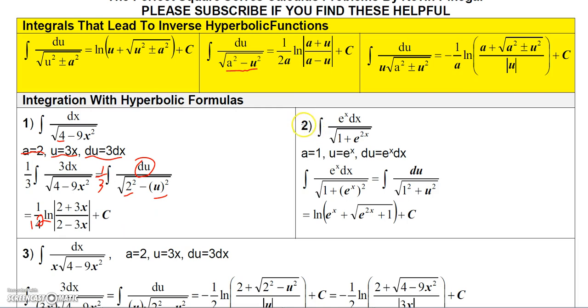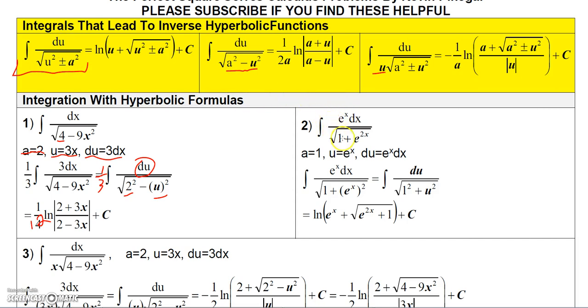Okay, now on this next one, I've got the integral of e to the x dx over the square root of 1 plus e to the 2x. Since this is a plus, I'm going to have to use either the first or the third formula, but I don't have any function outside of the square root, so that leads me to this first one. Think of this formula here as we try to solve this.